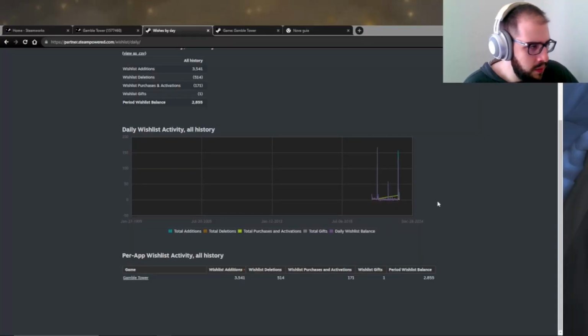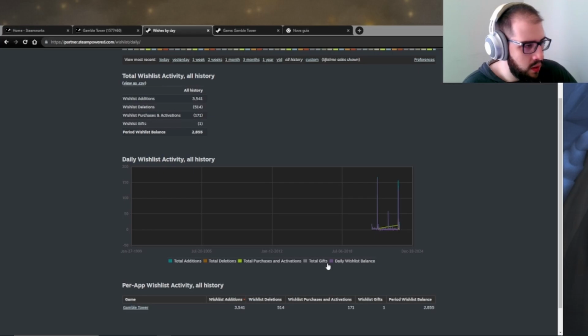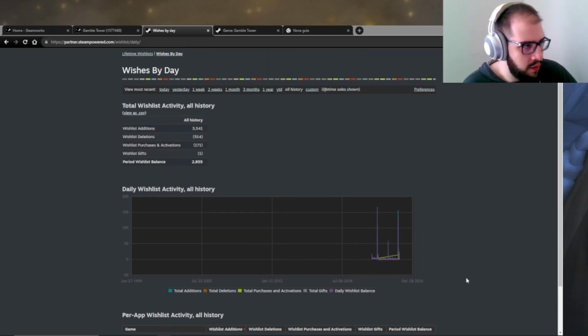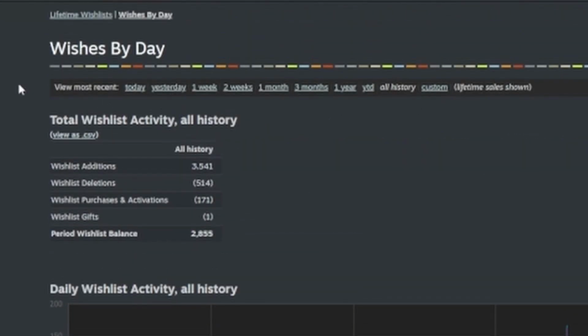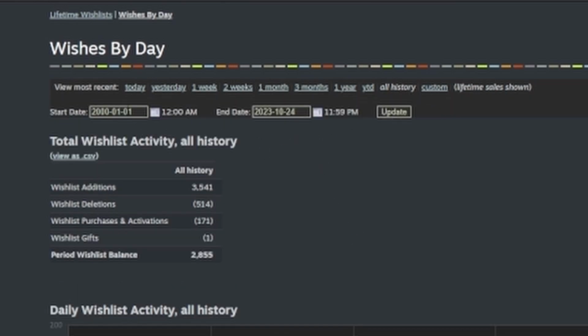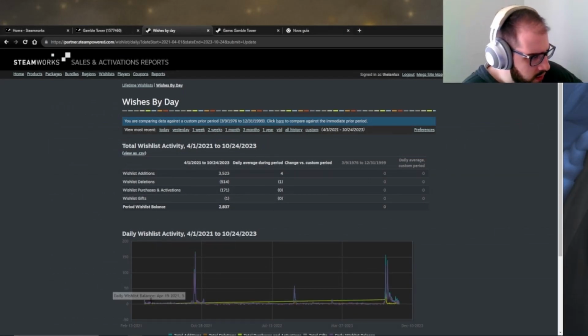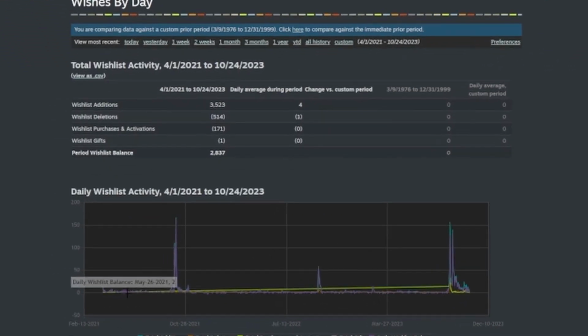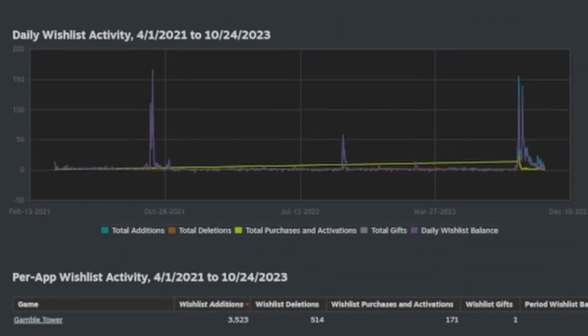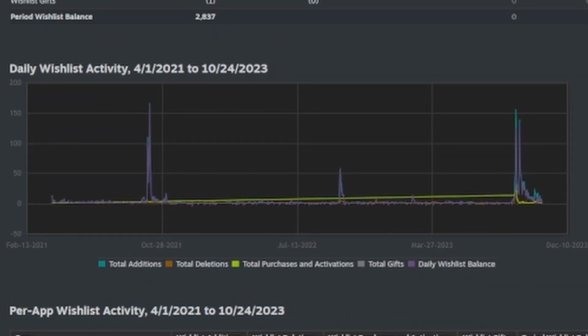Now, when speaking about wishlists, it's very important to take a look at this page that we have here, wishes by day. There's some filters here. We can filter per year, we can filter per custom. Let me see if I can filter from the start date of 2021, which I think is when we got the page for the first time. I think it was in March or maybe April, I don't remember now. Let's see if we can use such a filter. Looks like we can. So, we can see here all the wishlists that we ever had in Gamble Tower, and that's a pretty cool thing.